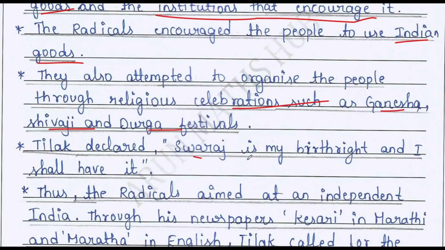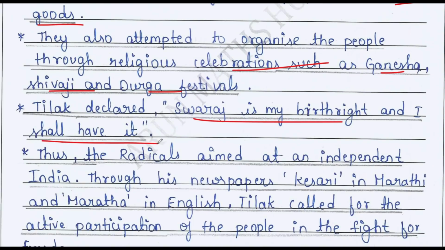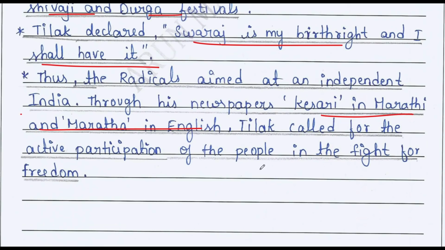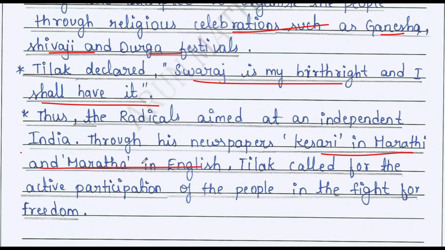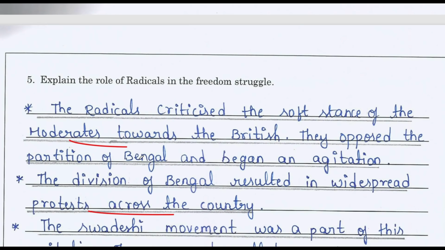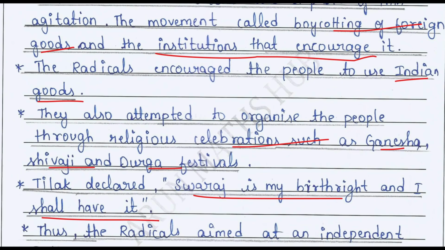Tilak declared, "Swaraj is my birthright and I shall have it." Thus, the radicals aimed at an independent India through his newspapers, Kesari in Marathi and Maratha in English. Tilak called for the active participation of the people in the fight for freedom. This is the role of radicals in the freedom struggle for 4 marks.